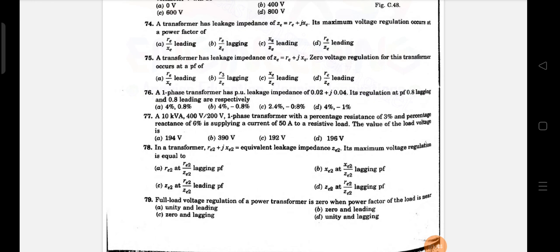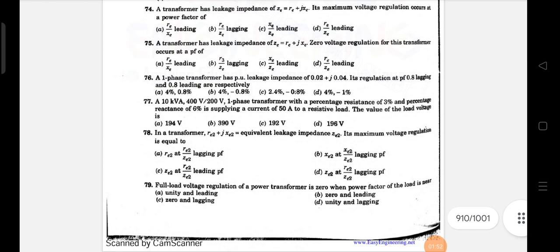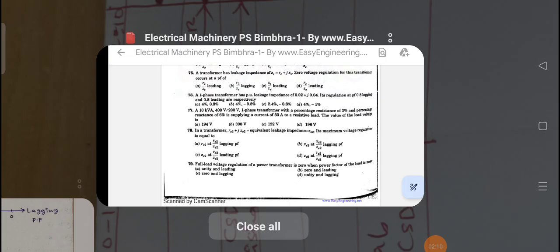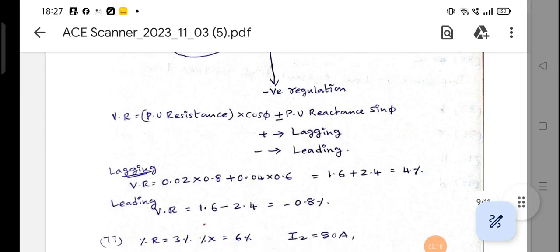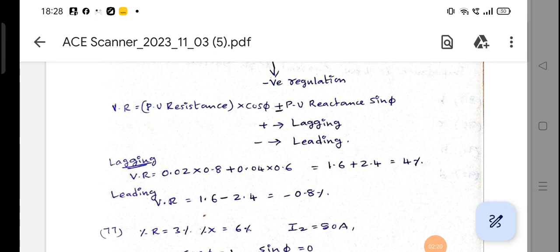Next, 76th question. A single phase transformer has a per unit leakage impedance of 0.02 plus j 0.04. Its regulation at power factor 0.8 lagging and 0.8 leading respectively. Here, per unit impedance is given. That means per unit impedance can be written as per unit resistance plus j into per unit reactance. By knowing this, the voltage regulation formula will be per unit resistance into cos phi plus or minus per unit reactance into sin phi. Plus for lagging, minus for leading.